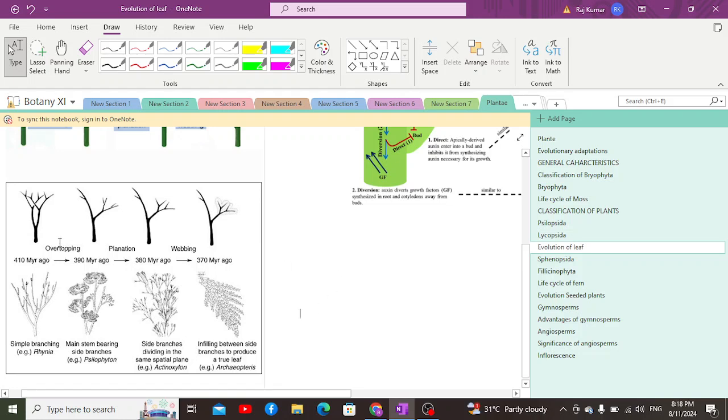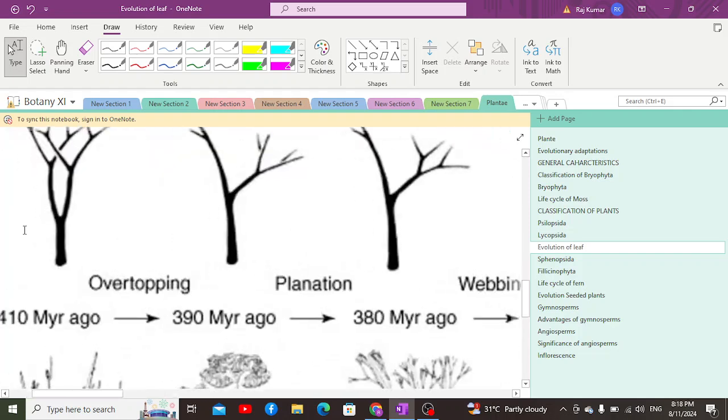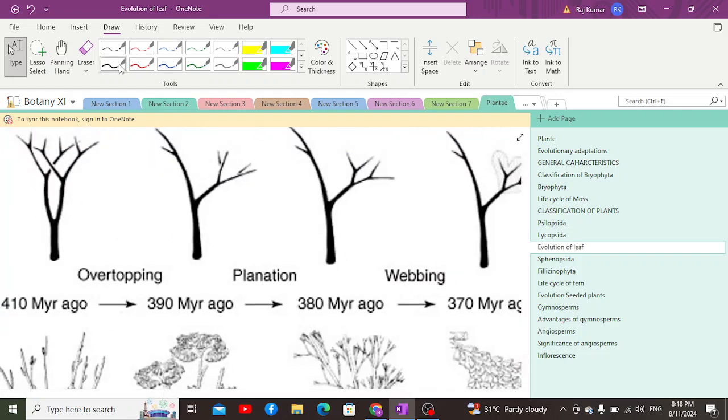So when it comes to overtopping, overtopping is a stage in which there is formation of multiplanar branches. There are multiple multiplanar branches, as you can see in the diagram. These are branches which are in different planes.